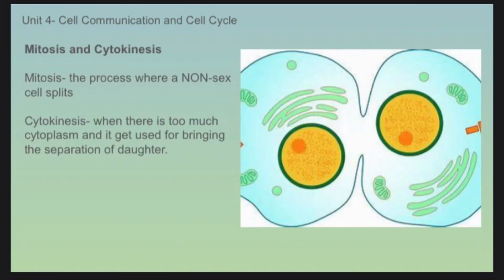Okay, so let's get to mitosis and cytokinesis. Mitosis is the process where non-sex cells split. Now, I have a video explaining this better, so go watch that. Now, cytokinesis is when there's too much cytoplasm and it's used to bring the separation of the daughter cells. As you can see, that's where the separation happens in the picture.